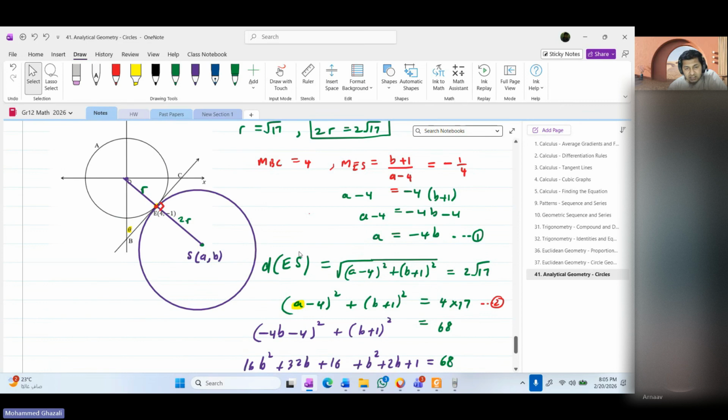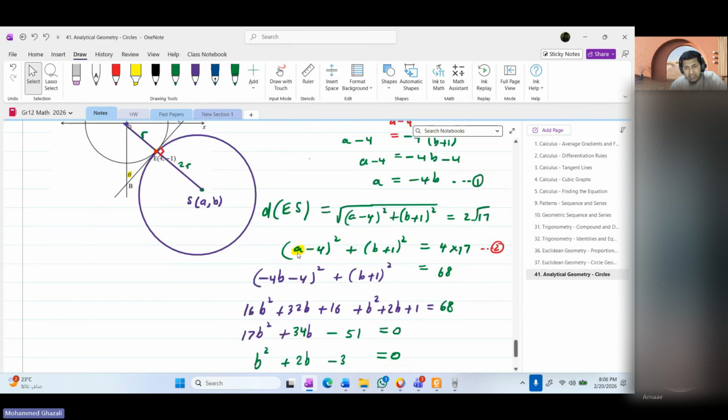taking the distance, right? The distance ES, we already know, is 2 root 17. But now use the distance formula to create an equation: A minus 4 all squared plus B plus 1 all squared is equal to 2 root 17. If you square both sides, 2 squared is 4, root 17 squared is 17, which gives me 68. If you open up all this information, remember what was A? A was negative 4B. And now you're just solving a linear and quadratic simultaneous equation.